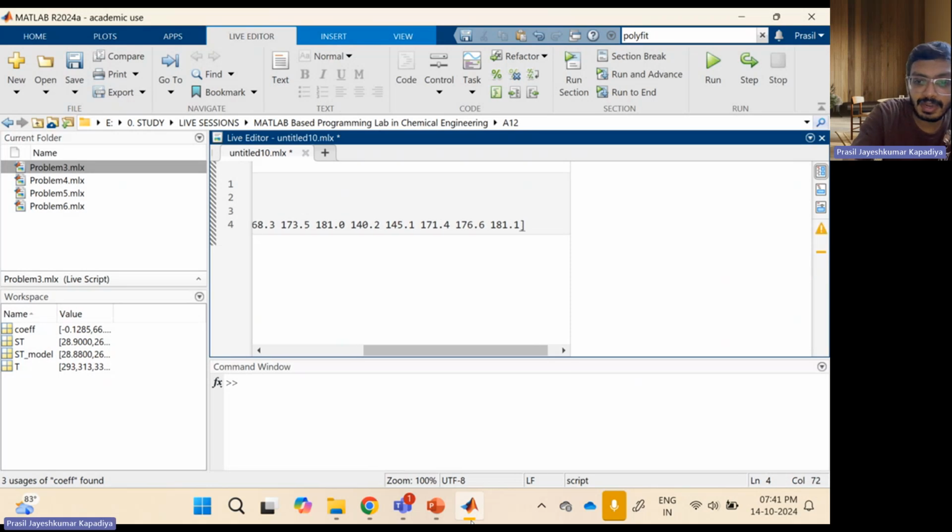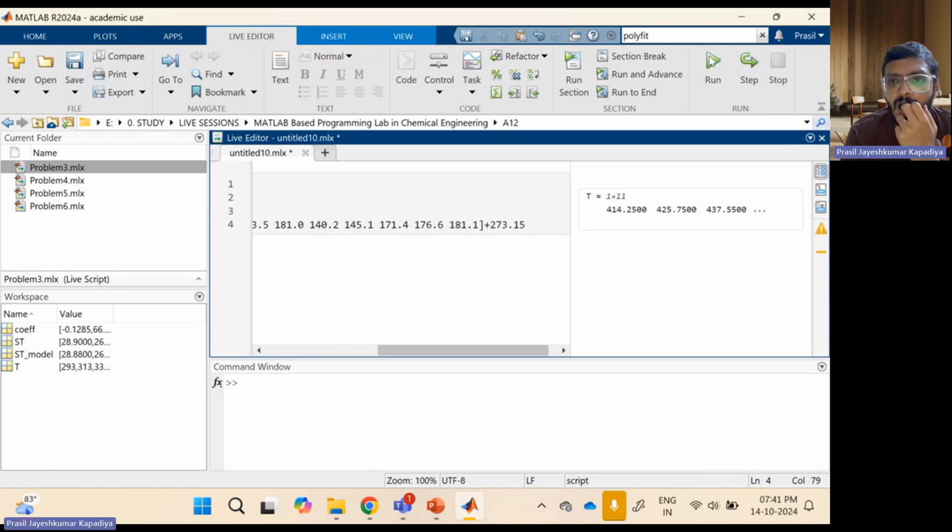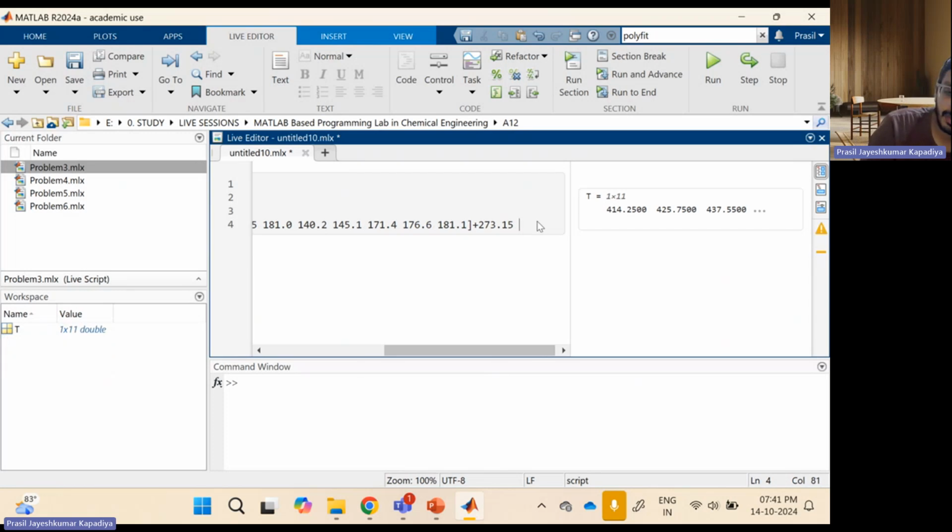I guess if I just add 273.15, it will work. Let me check it. Yeah, everything is converted into Kelvin. Okay, this is my temperature.